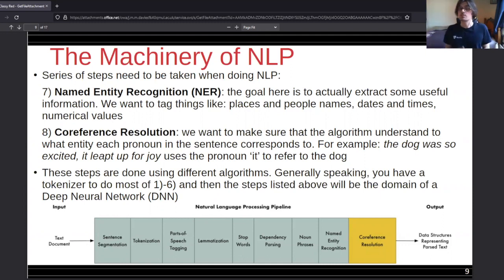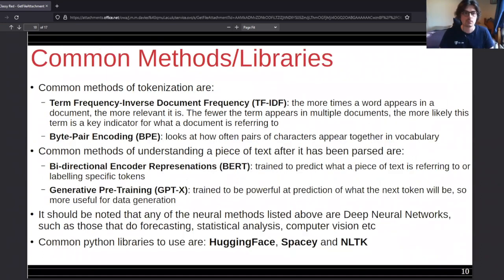Now, these steps are done using different algorithms. Generally speaking, you have something called a tokenizer that does most of 1 to 6. And then the steps listed above will be the domain of some kind of deep neural network. And we have a full natural language processing pipeline at the end there. Now, this is an interesting point. All we're doing here is deep neural nets. When we have tokenization, all we're doing is assigning a numerical value to each word or punctuation mark, because we are just feeding in a numerical value to a deep neural net. An awful lot of these networks have already been made, and we can use common methods and libraries for these.